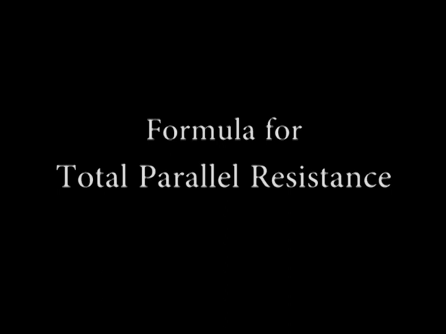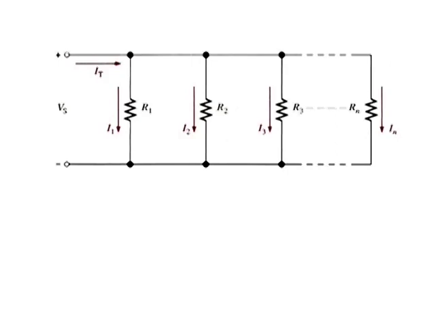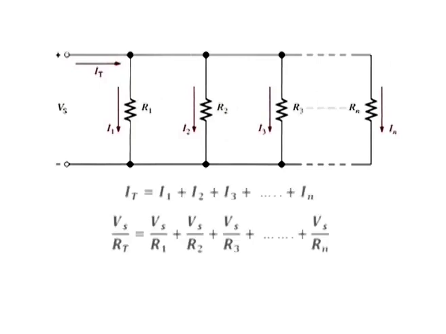Formula for total parallel resistance. The circuit in the figure shows a general case of n resistors in parallel. N can be any number. From Kirchhoff's current law, the equation for the current is I total is equal to I1 plus I2 plus I3 and so on up to In.